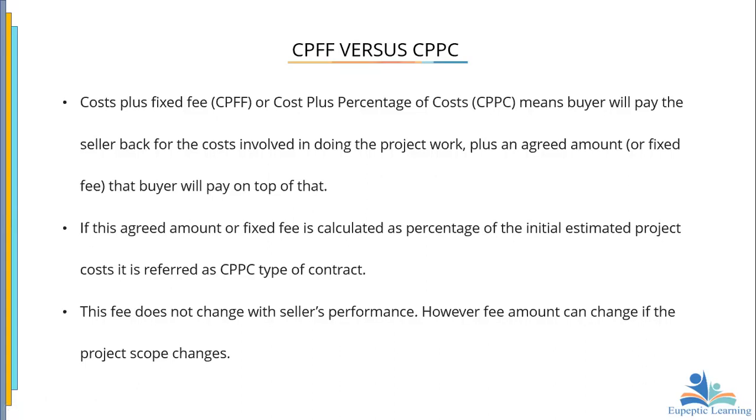So the cost plus fixed fee or the cost plus percentage of the cost, you said that the buyer will pay the seller back for the cost involved in doing the project. So my question is, in most instances, does the seller pay for the scope of work done before the buyer will come and reimburse the seller?